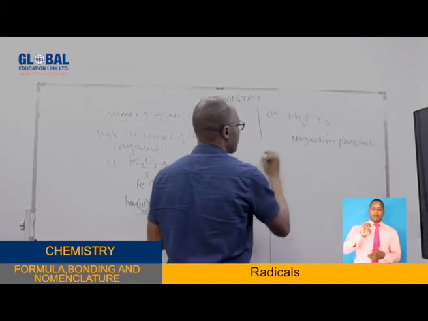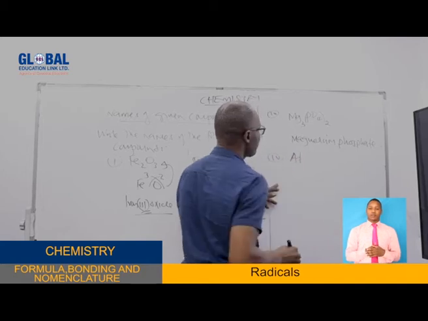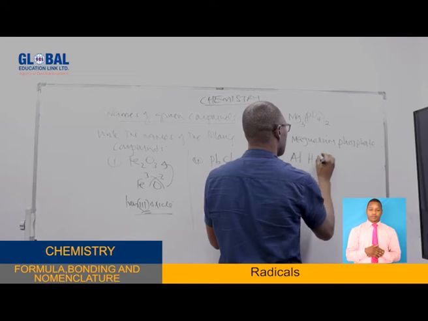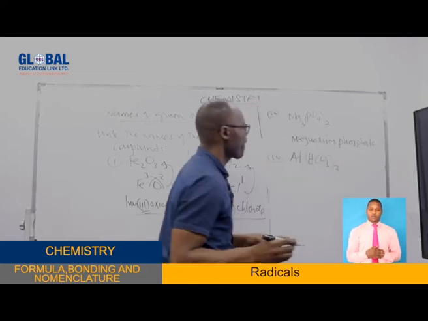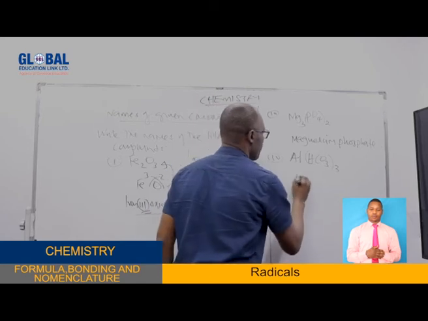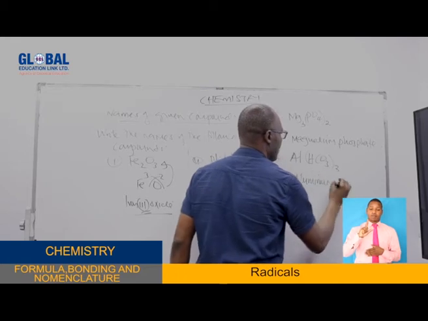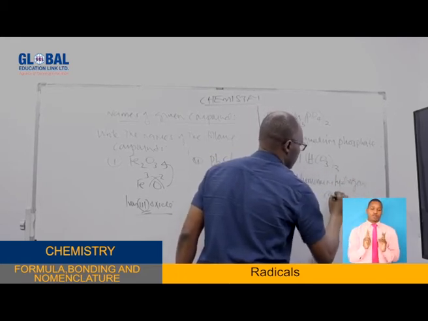If you have the fourth one as Al(HCO3)3, then we'll have aluminium hydrogen carbonate.